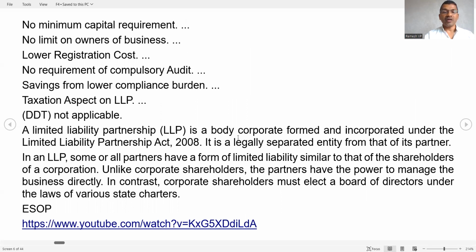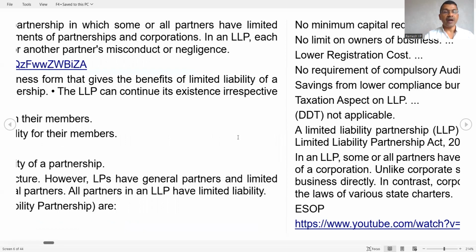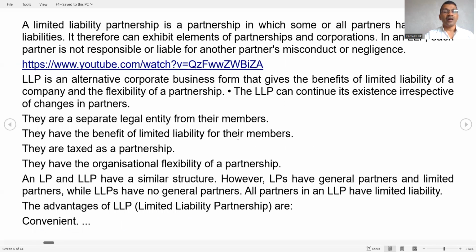We have also got limited liability partnership. So it's a body corporate formed and incorporated under the Limited Liability Partnership Act 2008. It's a legally separate entity from that of its partners. Some or all partners have a form of limited liability similar to that of the shareholders. This is different from partnership in the sense that in partnership, the liability on all partners is equal and unlimited, whereas in limited liability partnership, the liabilities are limited.